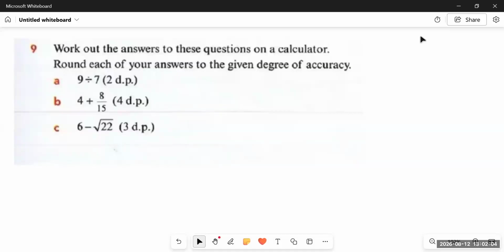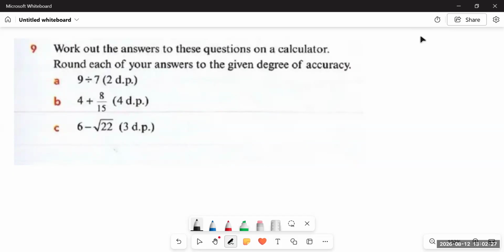Now, in question number 9, it says, work out the answers to these questions on a calculator. Round each of your answers to the given degree of accuracy. Okay, my dear students, so you have to use a calculator for these type of questions. Let's start from 9 divided by 7. Let me tell you the method of doing these type of questions without a calculator as well.